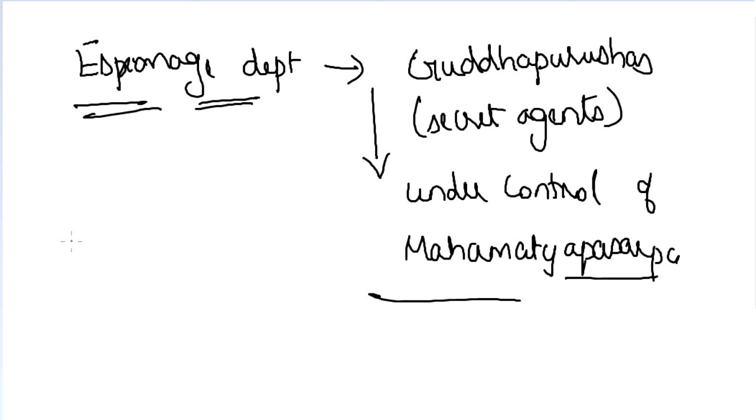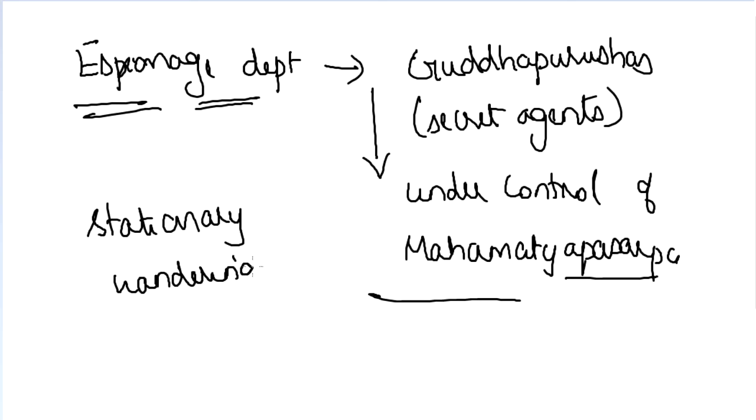The secret agents were of two types: stationary as well as wandering. Okay, this was about the espionage department. The espionage department was manned by the Guddhapurushas, secret agents, under the control of Mahamatyapasarpa, both stationary and wandering. So this much we get an idea about their military and espionage department.